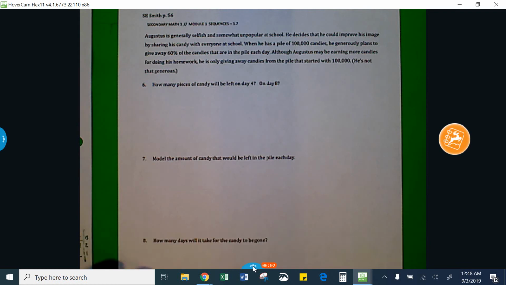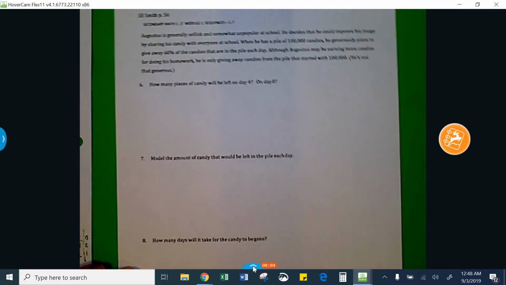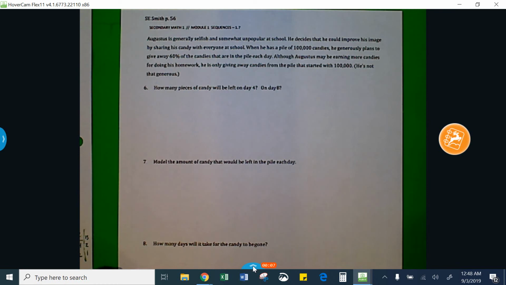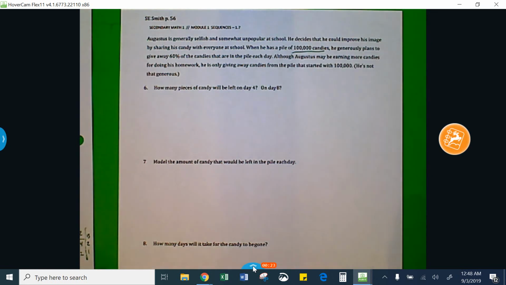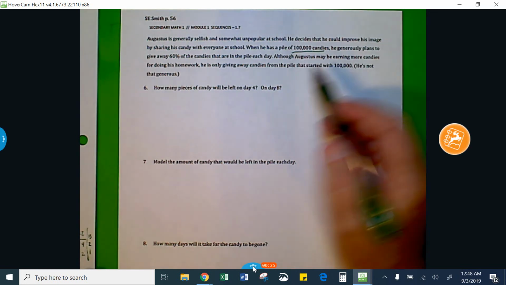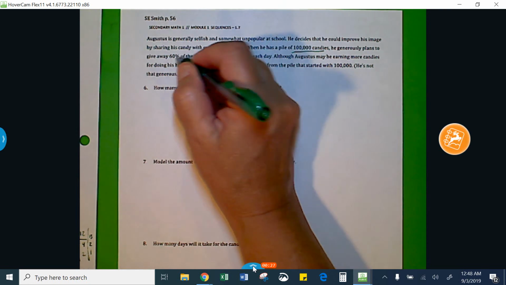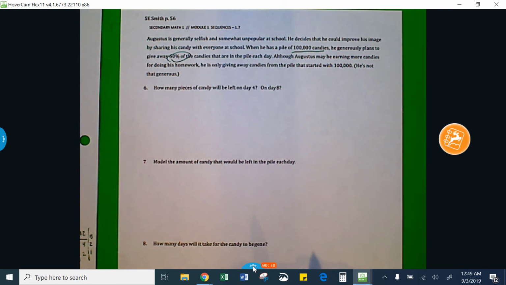So today we're going to finish up the task of 1.7. We're on page 56. Now we're going to look a little bit further, a little more complicated work on this one. But the story is that Augustus is now going to start getting rid of some of his candy. Once he gets 100,000 candies, he's going to just start giving them away. And he's going to give away 60% of the candy in the pile each day.